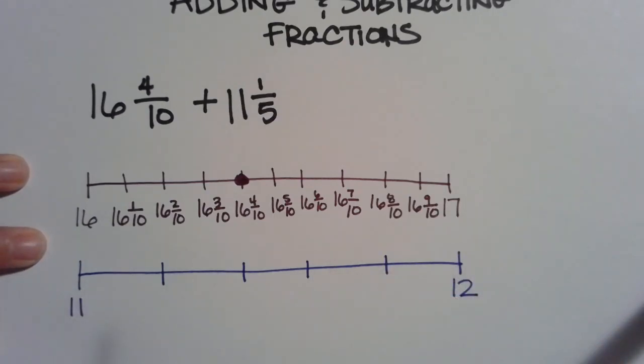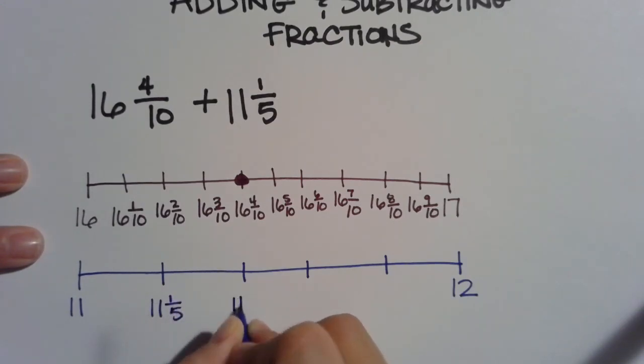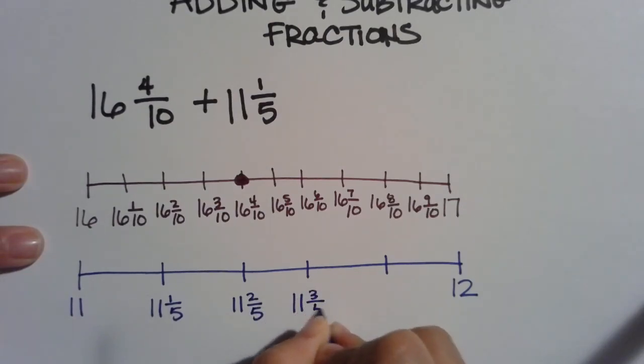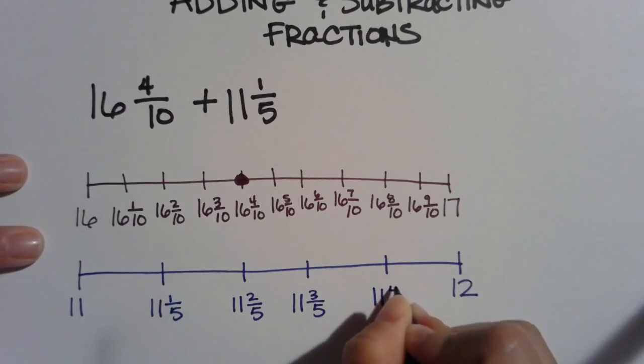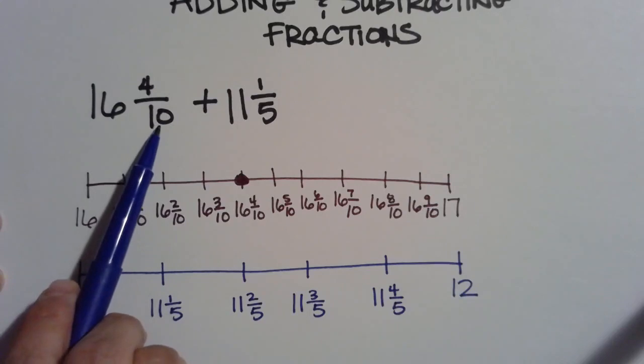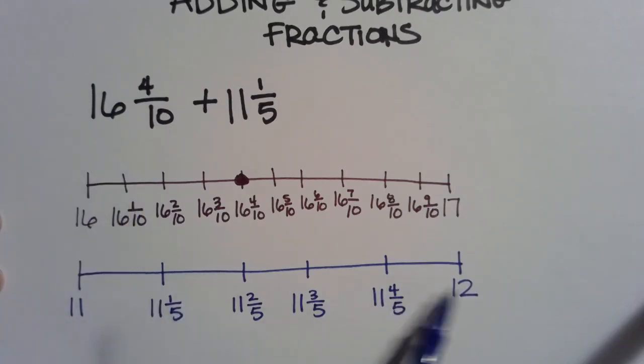Okay, now I'm going to label my number line. So here I have, if this is 11, the first line is 11 and 1/5. Second line is 11 and 2/5. 11 and 3/5. 11 and 4/5. Okay, so now the next step is to take my greater denominator and make this number line that has the lesser denominator. I know you guys keep telling me that lesser is not a word, but I'm going to use it.